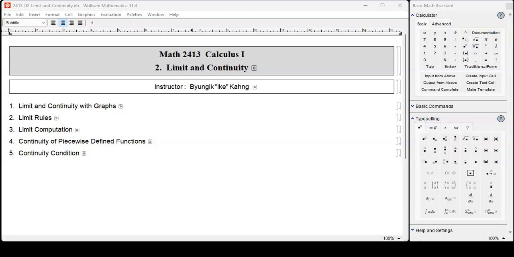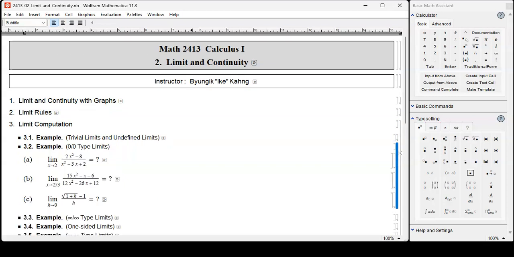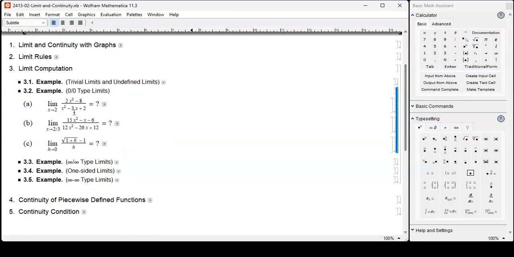Hello students, welcome back. Let's resume ourselves towards section 3. We had been discussing 0 over 0 type limits. First, we went through this example, which was pretty easy as a matter of fact. Plug in first, of course, and you get 0 over 0.